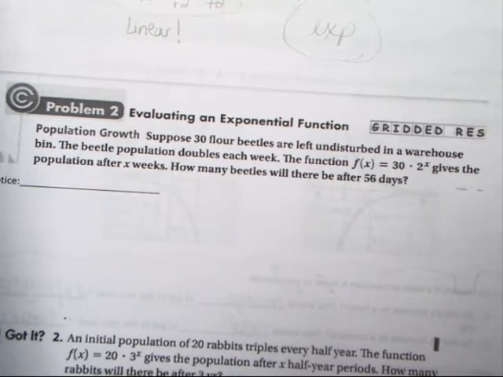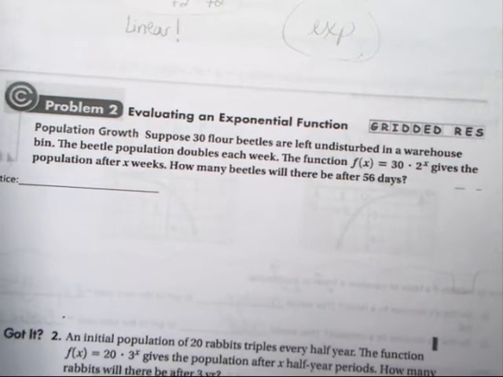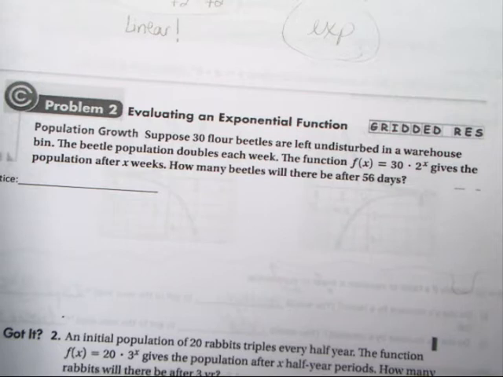Population growth. This is kind of neat. Well, except that it's about bugs, and that's kind of gross. But otherwise, it's really neat. Suppose that you have 30 flower beetles, and they are left undisturbed in a warehouse bin. The beetle population, yeah, this is kind of gross, doubles every week. The function f of x equals 30 times 2 to the x power gives the population after x amount of weeks. How many beetles will there be after 56 days?